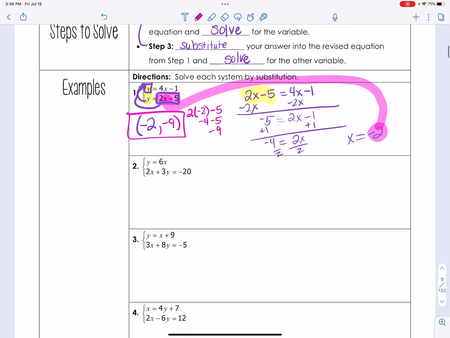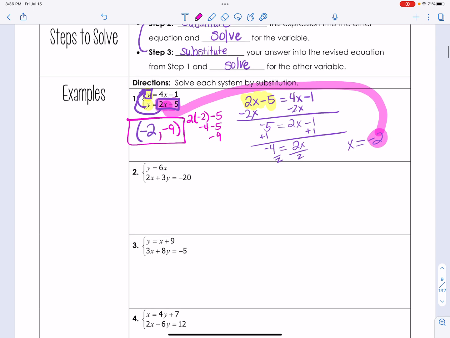All right, so if you look at the next problem, they're not both set equal to y, but this one is set equal to y, and y equals 6x. So I'm going to take this 6x, I'm going to box it, and I'm going to put it in for y. So I'm going to rewrite this as 2x plus 3, and then wherever you're substituting, I would use parentheses. It will just help you in the long run. So instead of writing a y, you're going to write a 6x. The y is gone. You are substituting.